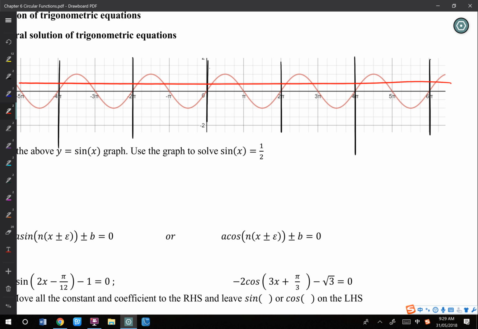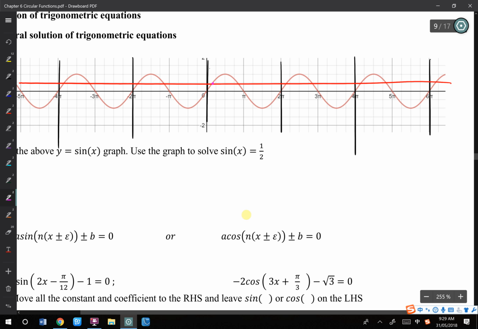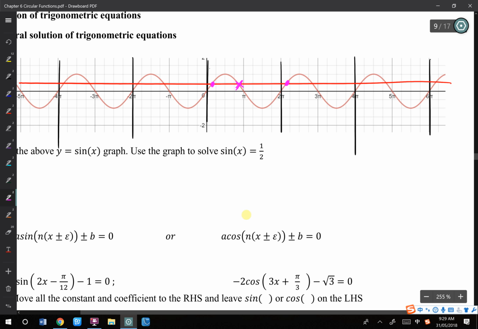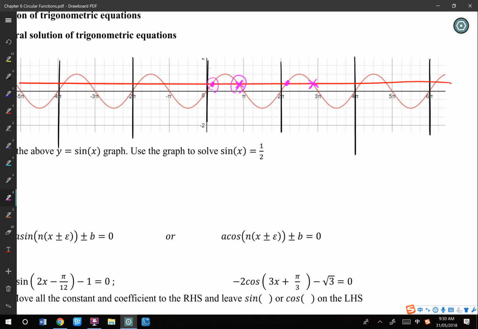And what we can see is in every period there are two intersections. And for this intersection to this intersection, you can see from this graph, that's the distance of a period. And from this intersection to this intersection, it will be the distance of a period as well. But I can't really see any relationship between those two solutions within a period, nothing to do with the period.